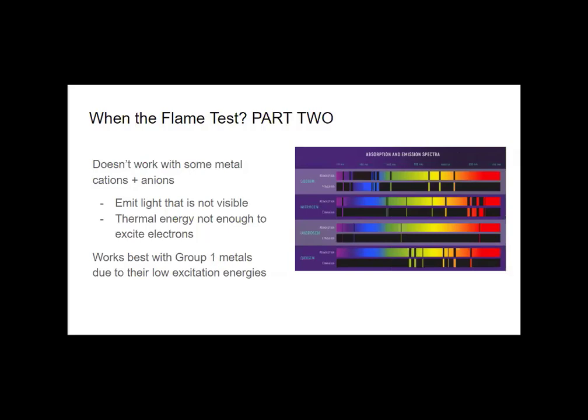However, sometimes you can still see the influence of the anion used in the emission spectrum. For instance, copper bromide will yield a blue-green flame, while copper sulfate will have a green flame. Comparatively, the flame test works best with group 1 metals due to their low excitation energies.